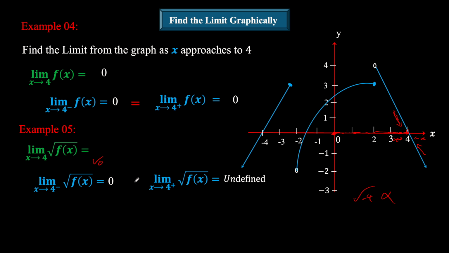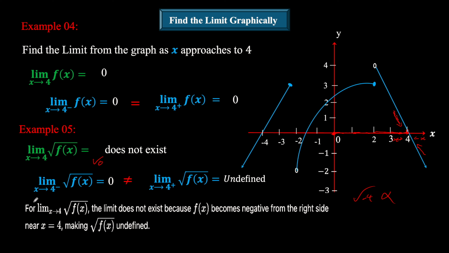Okay, and we see that the limit from the left side and right side are not equal. Here it is 0, but here it is undefined. So the overall limit does not exist. Okay, so the limit as x approaches number 4 for the square root of f of x does not exist. So we can read this: for limit x approaches number 4 for the square root of f of x, the limit does not exist because f of x becomes negative. So this is the problem.